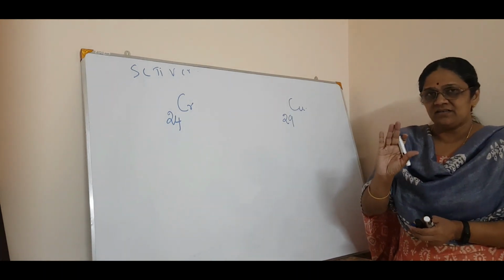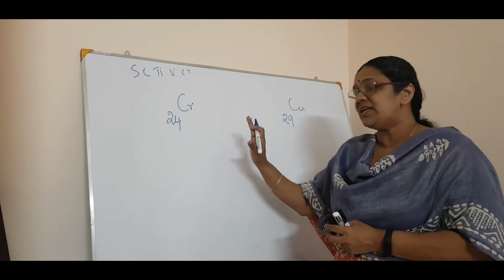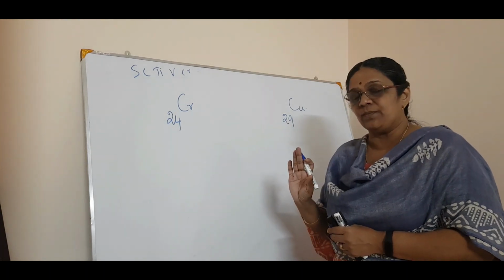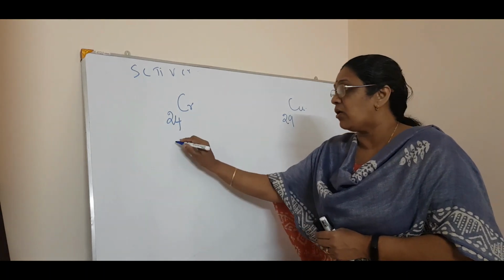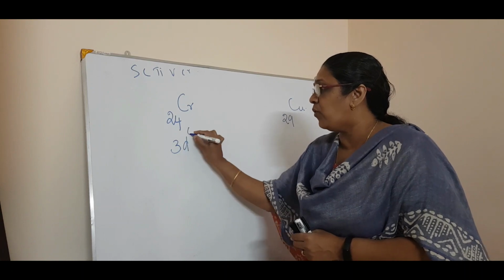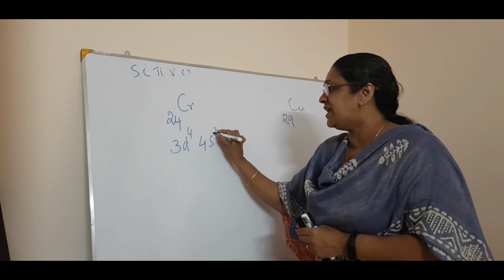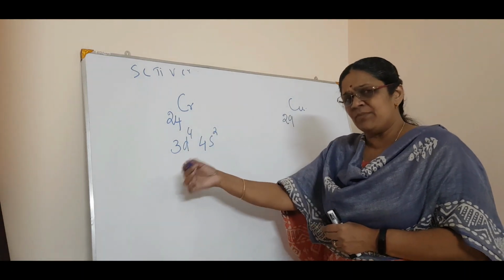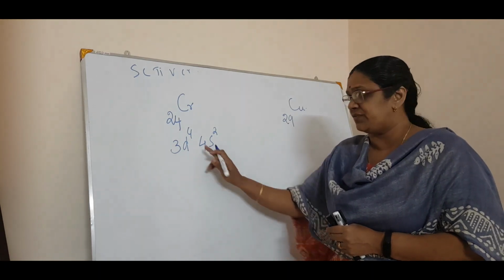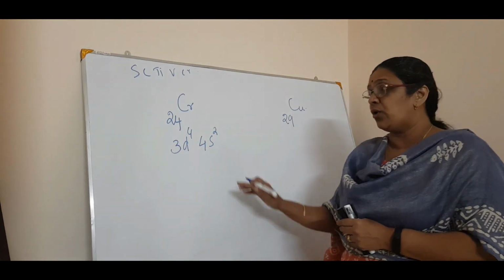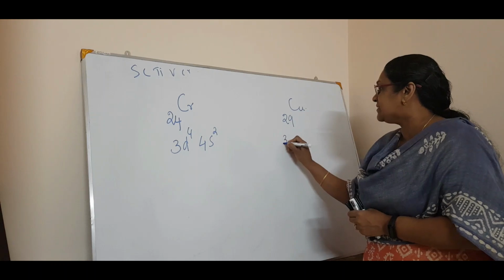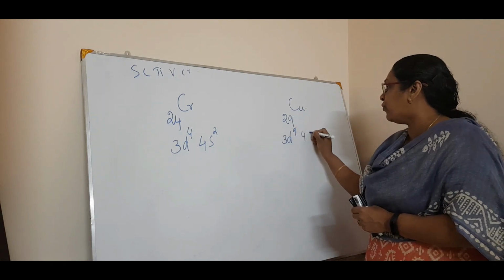Just listen. Don't go into details. How the stability comes, that I will tell you. So this has a configuration of 3d4 and 4s2. You will study in the next chapter, the immediate chapter, the configuration of this. So 3d4, 4s2, and for copper you can write 3d9 and 4s2.